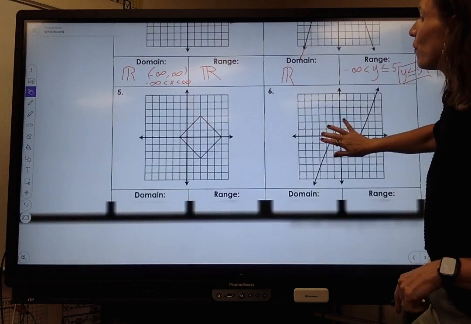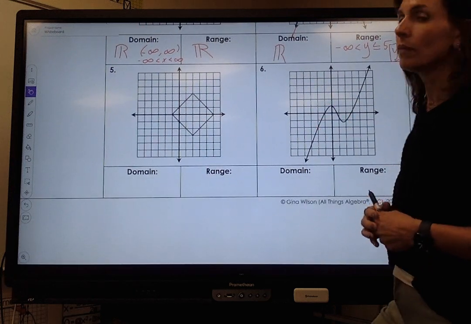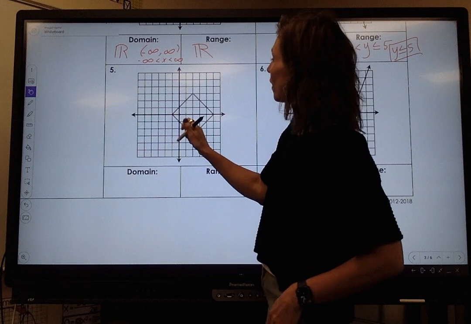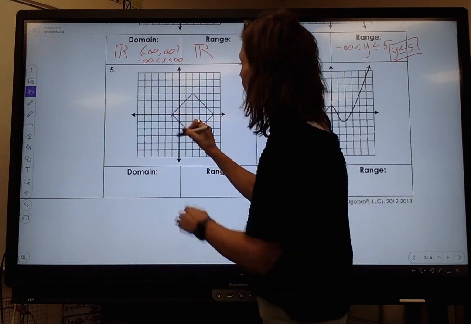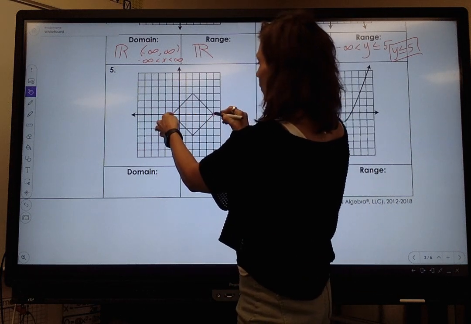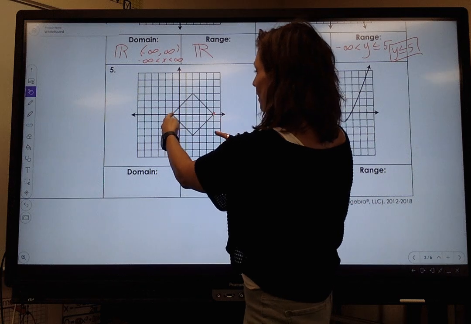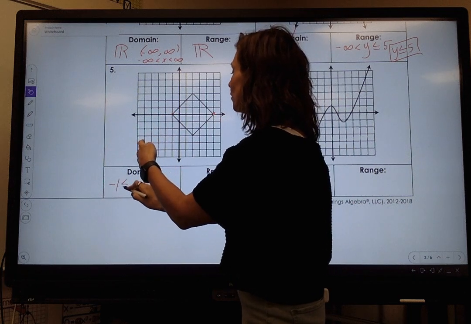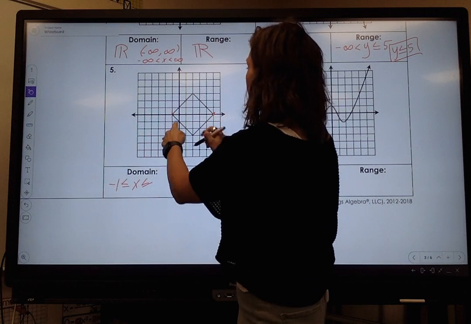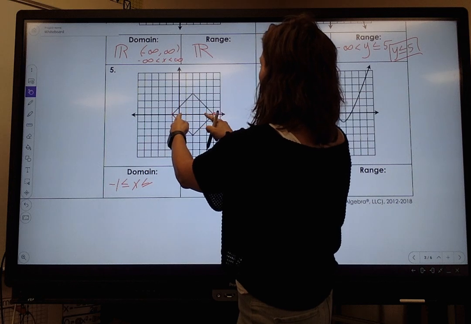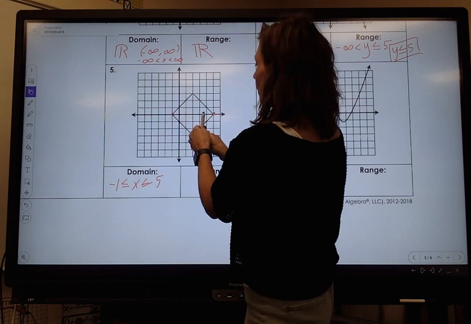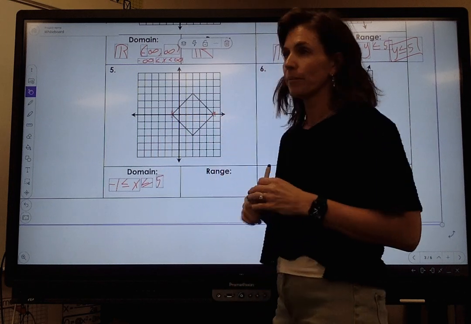All right, let's look at number 5. How far left does this graph go? It goes here. How far right? It goes all the way here. So it's going to go to -1 is less than or equal to x, which is less than or equal to 1, 2, 3, 4, 5. That's my domain. How far left and how far right.